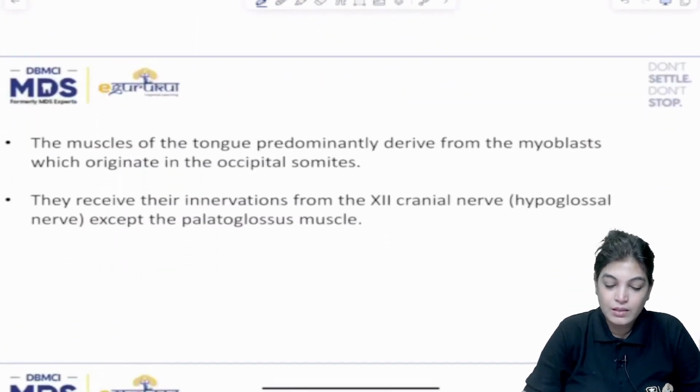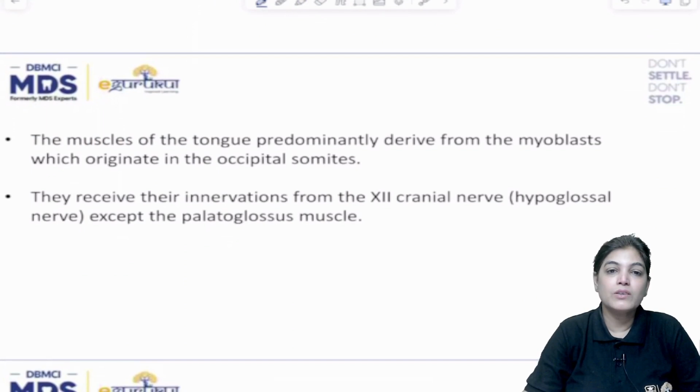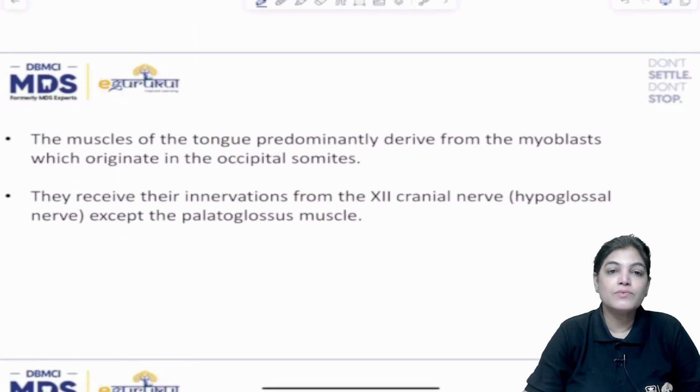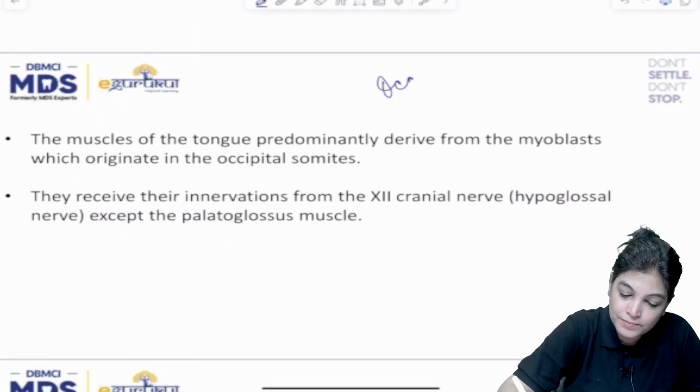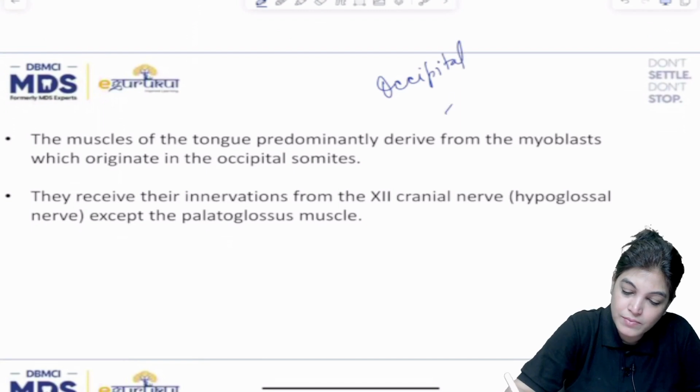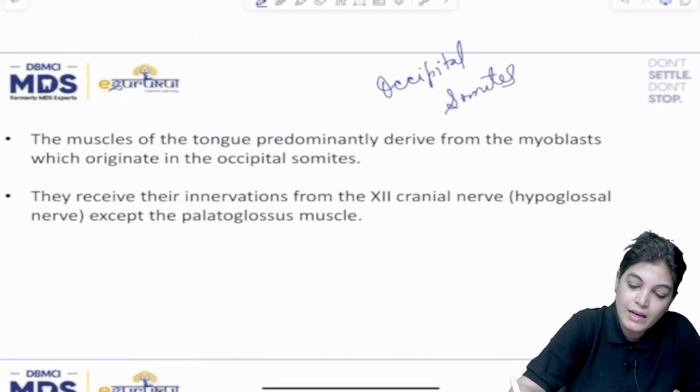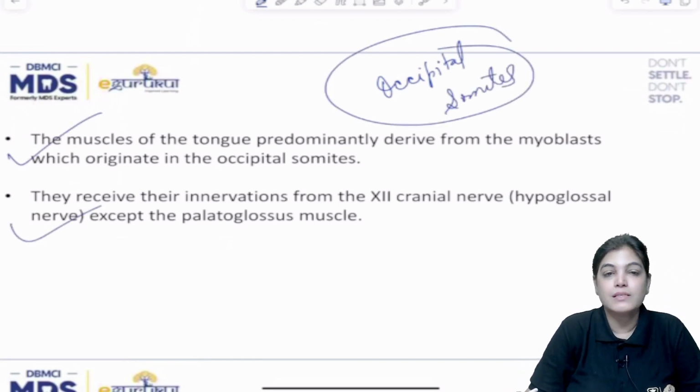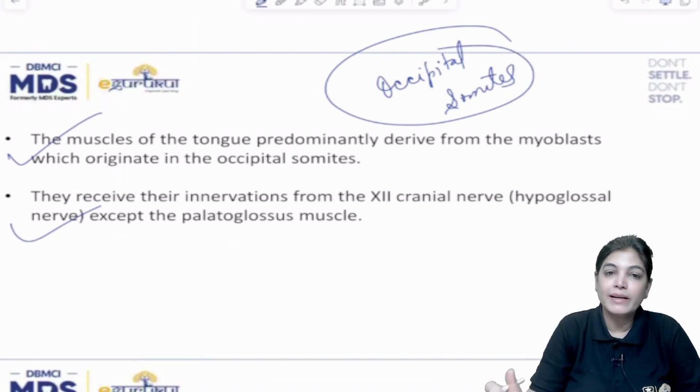Now, the muscles of the tongue are predominantly formed by myoblasts, which originate from the occipital somites, and the innervation of all the muscles is via the hypoglossal nerve. Here also we have an odd man out, the palatoglossus muscle. The palatoglossus muscle is innervated by the vagus nerve carrying the cranial part of the accessory nerve.